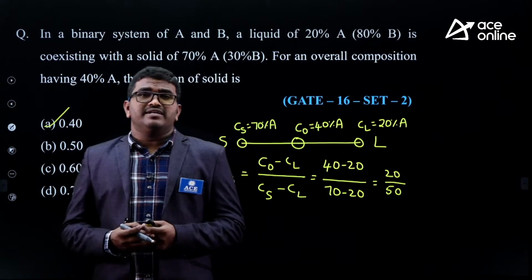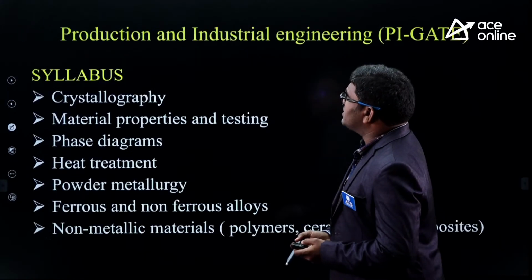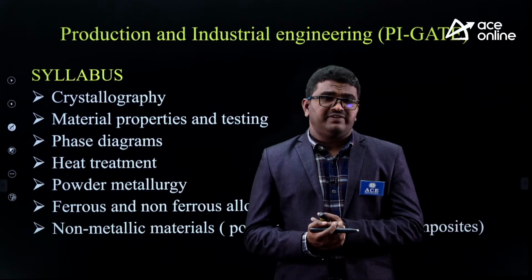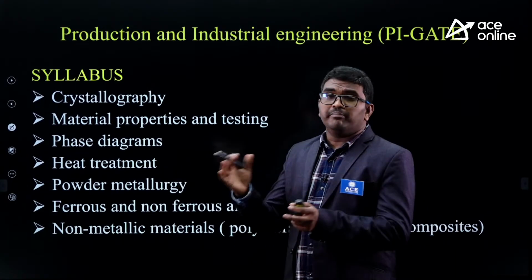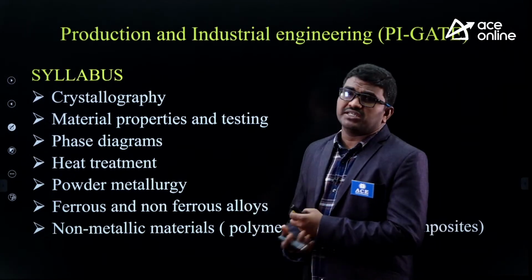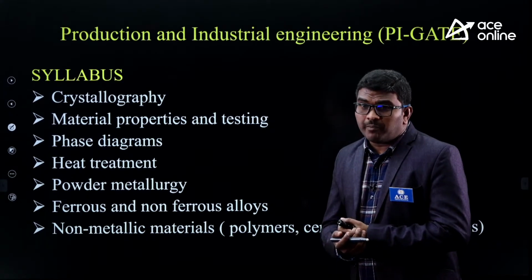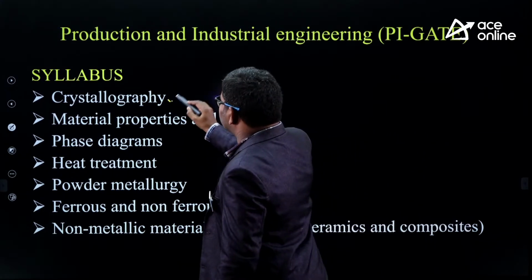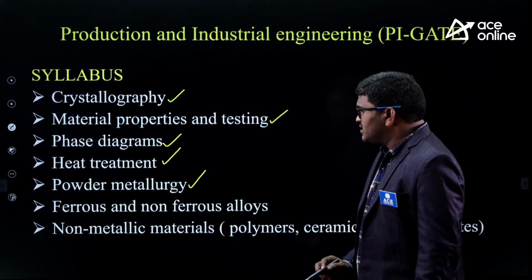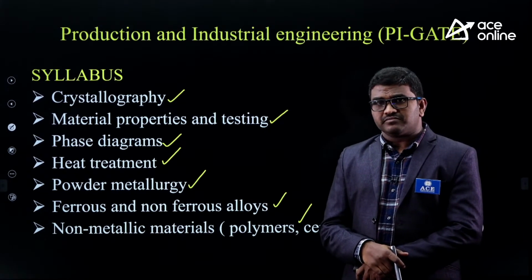So I discussed the preparation strategy of this material science for mechanical GATE. Now the same subject, but related to production and industrial engineering. If I consider production and industrial engineering, the weightage of the subject is more compared to mechanical. They'll ask more questions, some 7 marks, 8 marks questions from this, and the topics are not only these 5 topics. These 5 topics are common for production and mechanical GATE, but there are 2 more topics for production and industrial engineering.